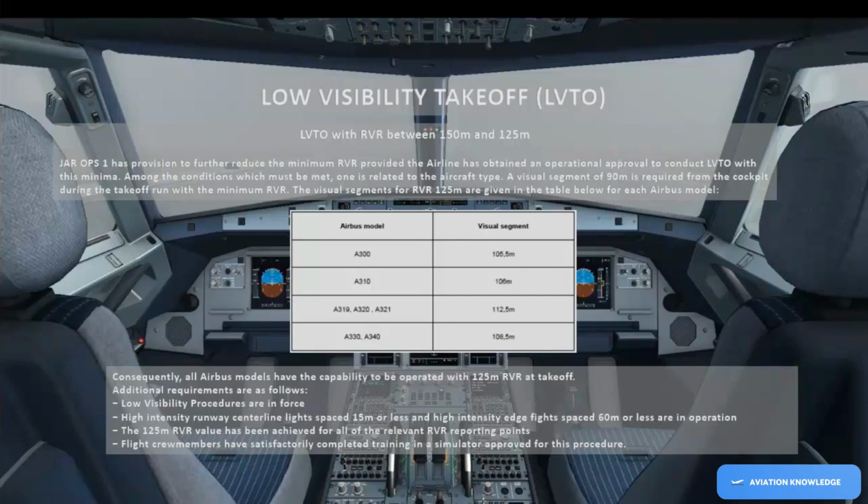Additional requirements are as follows. Low visibility procedures are in force. High-intensity runway centerline lights spaced 15 meters or less and high-intensity edge lights spaced 60 meters or less are in operation. The 125 meters RVR value has been achieved for all of the relevant RVR reporting points. Flight crew members have satisfactorily completed training in a simulator approved for this procedure.